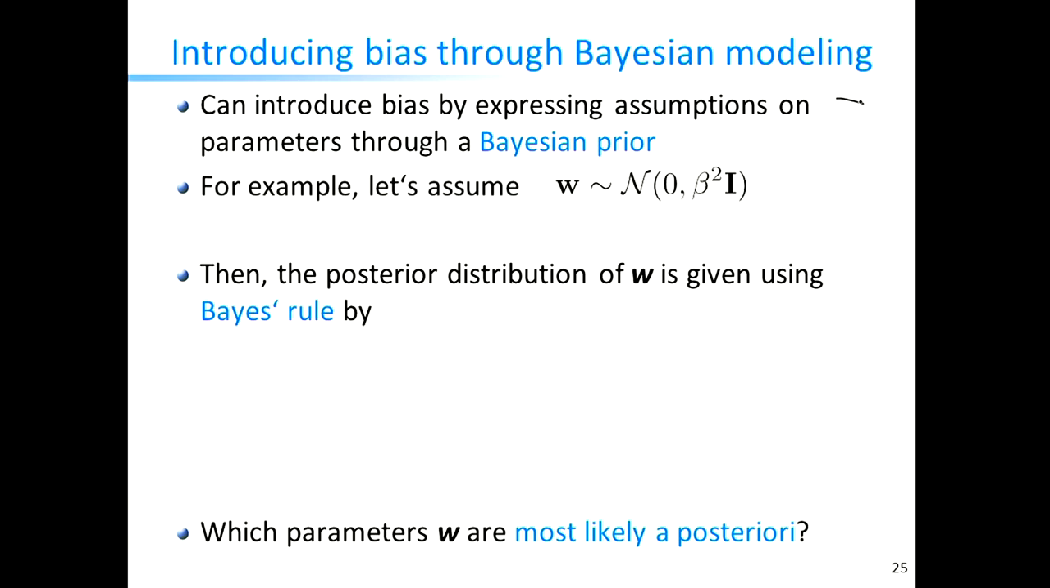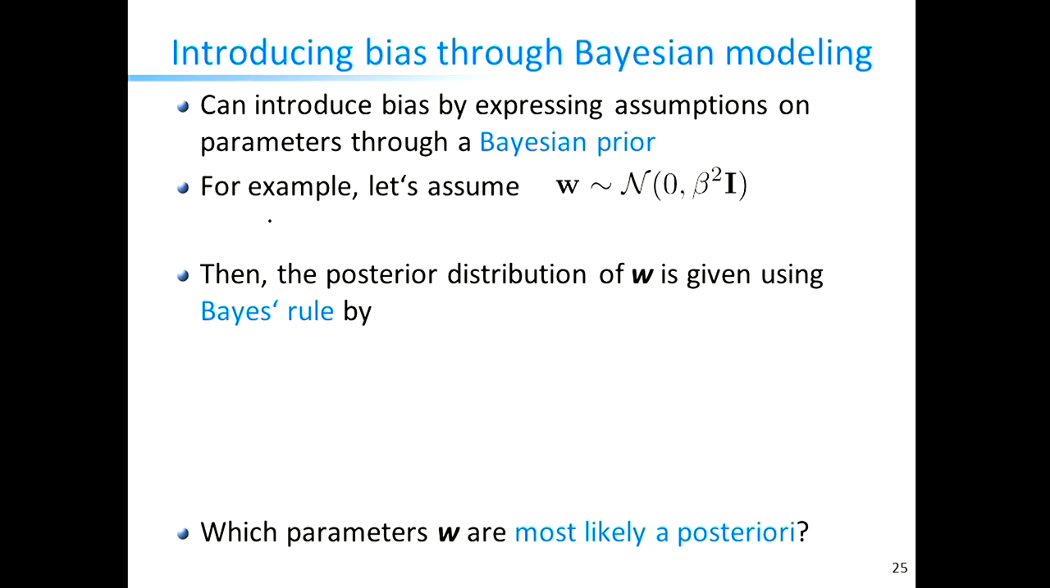Now, what do I mean? So what does it mean to make prior assumptions? Well, so let's discuss again linear regression. And so what's a natural assumption that we could make? Well, we could make a Bayesian prior assumption on our weights. Okay? In particular, let's just assume a priori, without having seen any data, that our weights are Gaussian distributed. Okay, so let's assume that our weights are drawn from a Gaussian distribution centered at zero with per weight variance beta squared.